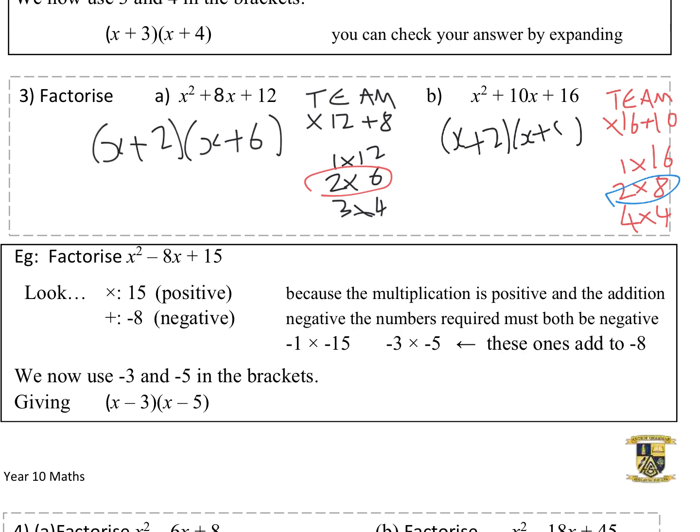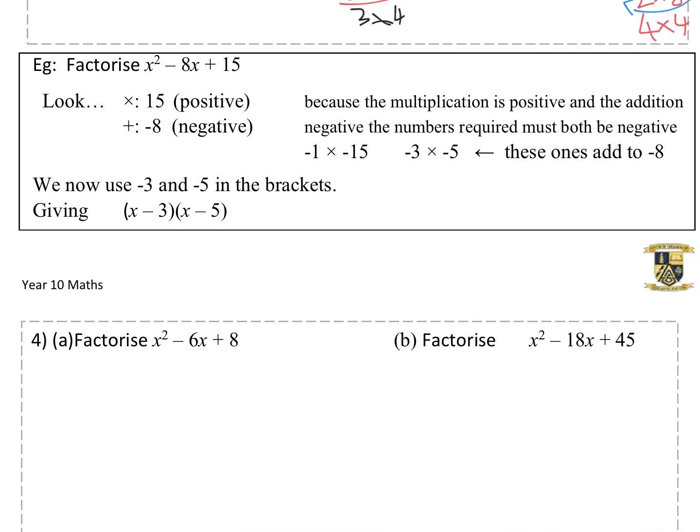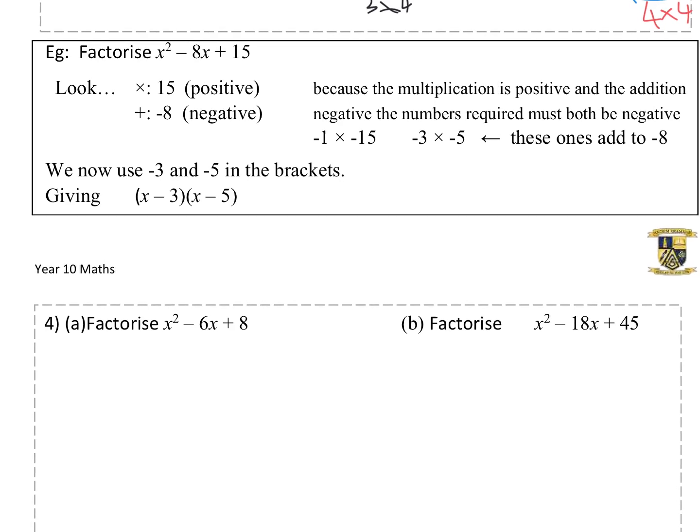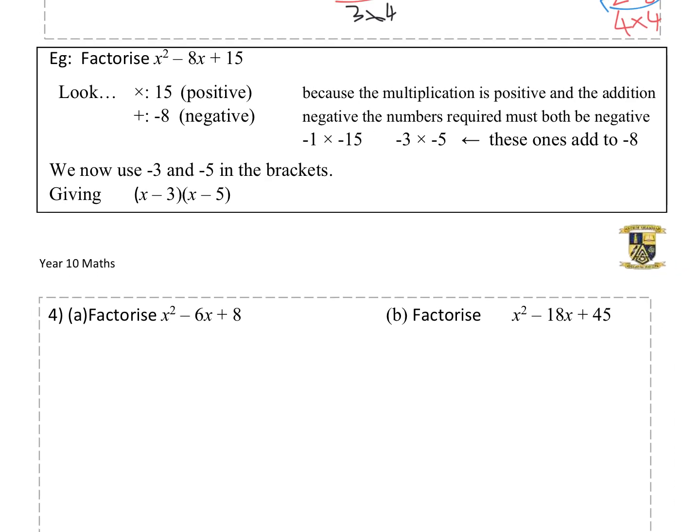It doesn't matter which one goes in where. We could put the 8 in here and the 2 in here. That doesn't matter. So that's our process for factorising. Let's look at some harder questions and apply the same technique.